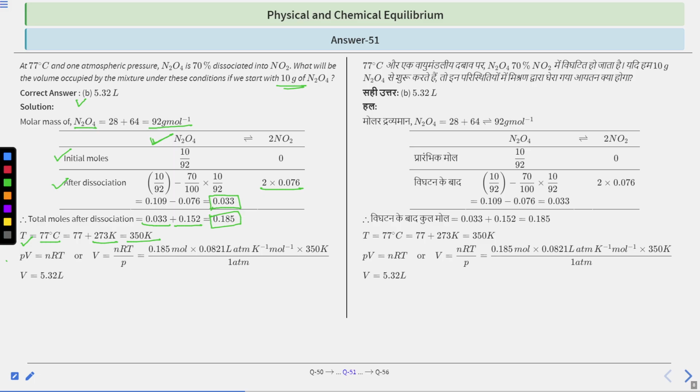Now we apply the gas equation PV equals nRT, or V is equal to nRT divided by P. We have n value, that is 0.185 moles. We have R value, that is 0.0821 liter atmosphere per Kelvin per mole. And we have T value, 350 Kelvin divided by the pressure, which is 1 atmosphere. So volume is coming out as 5.32 liter. Thus our option B is the correct answer.